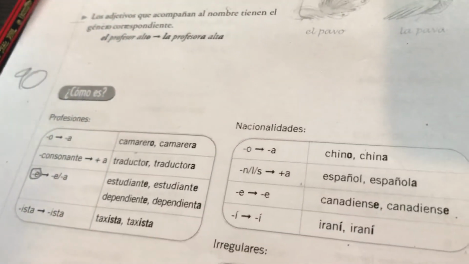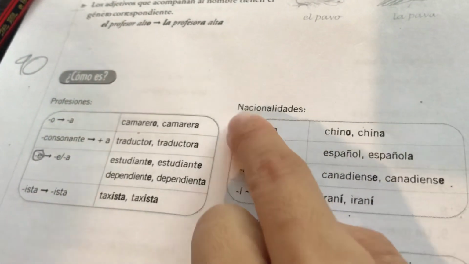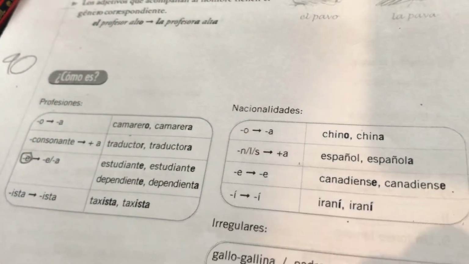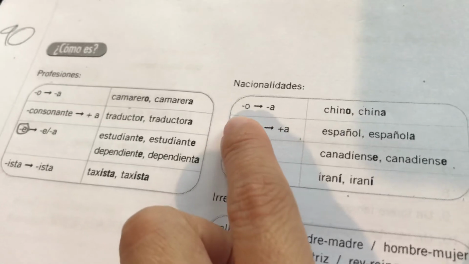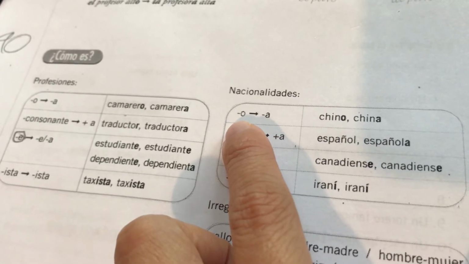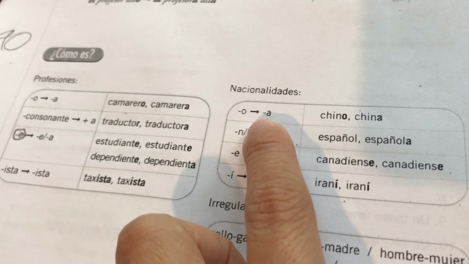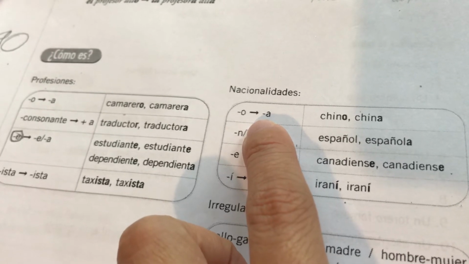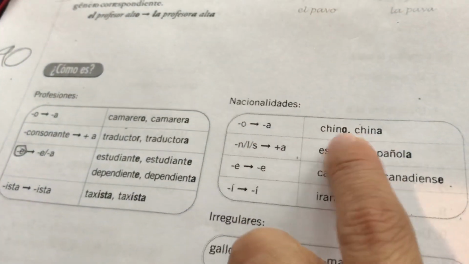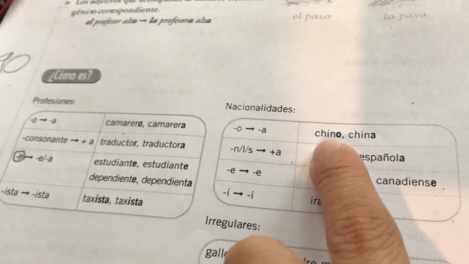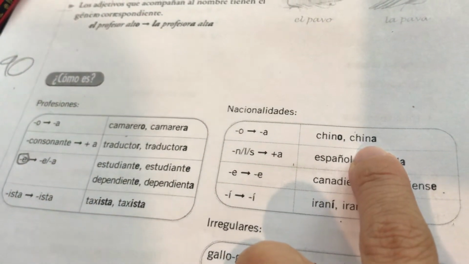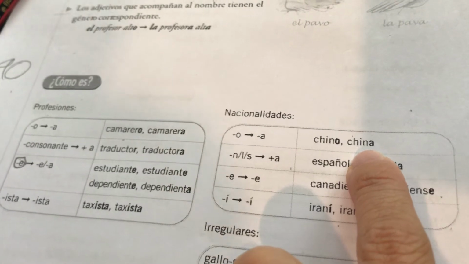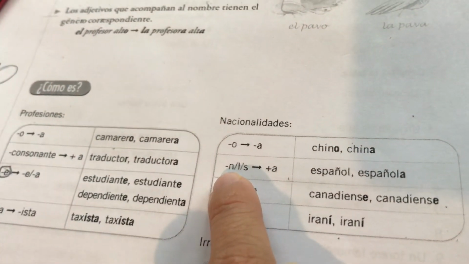Okay, now here, nacionalidades. Nationalities. So if a nationality ends with an O, then you turn it to an A, and that's how you change the gender. For example, this one, Chino, China. So Chino means a Chinese man, China means a Chinese woman.